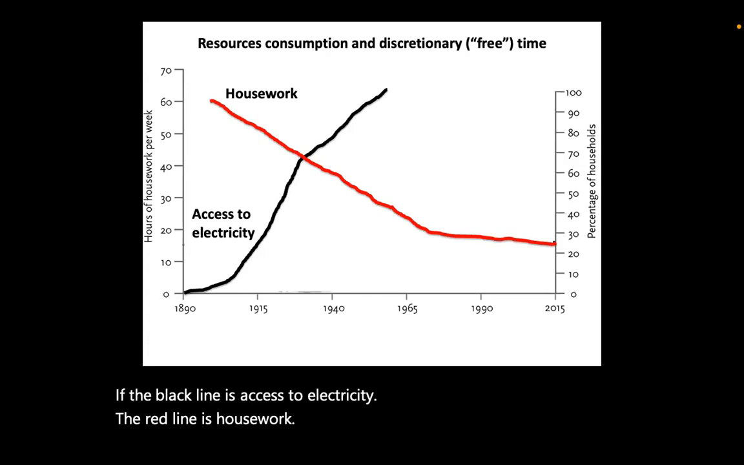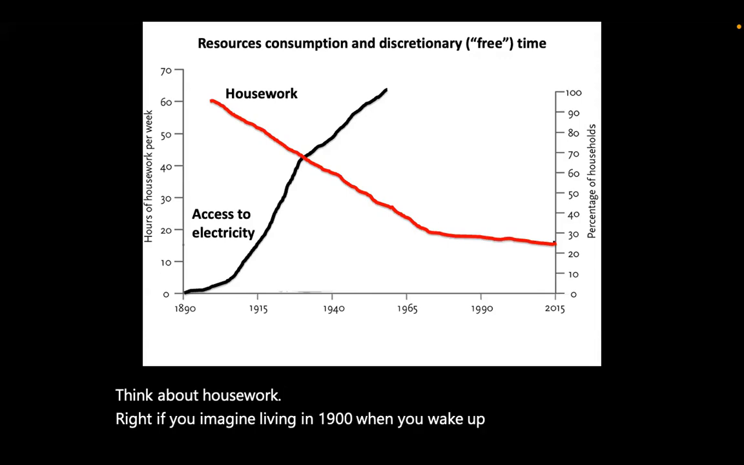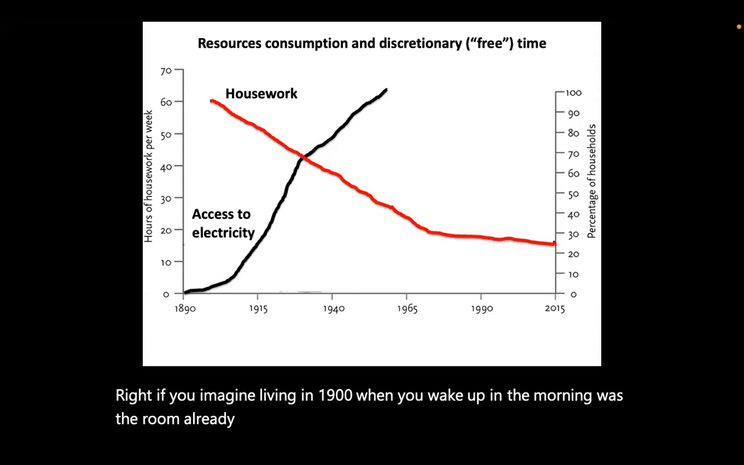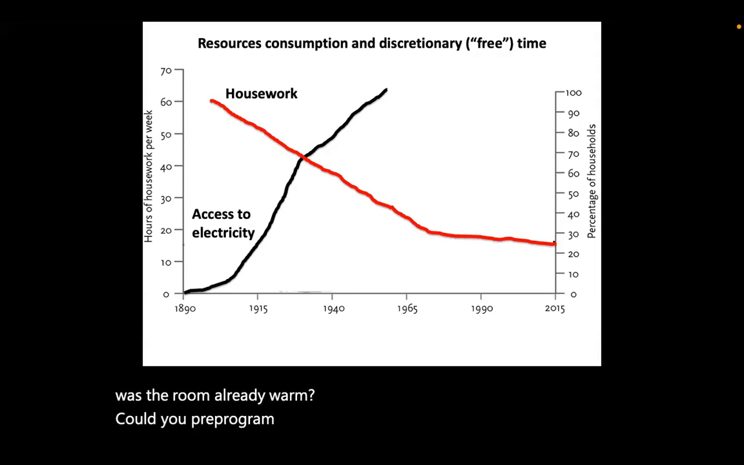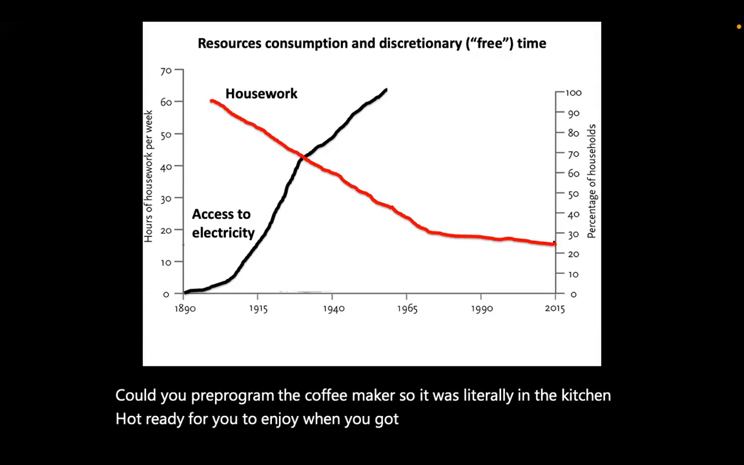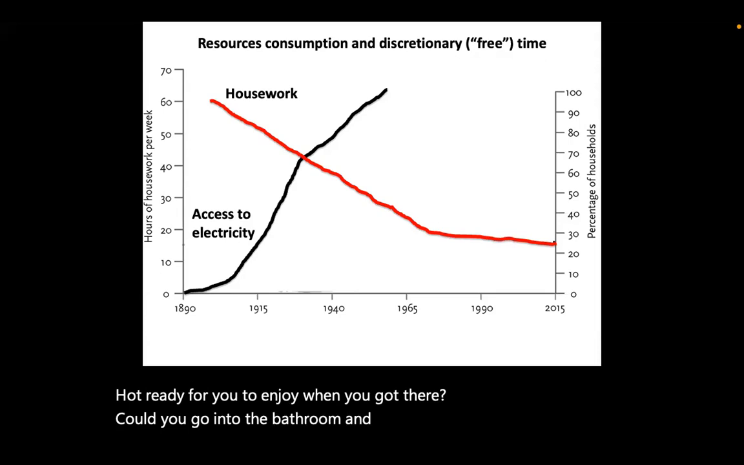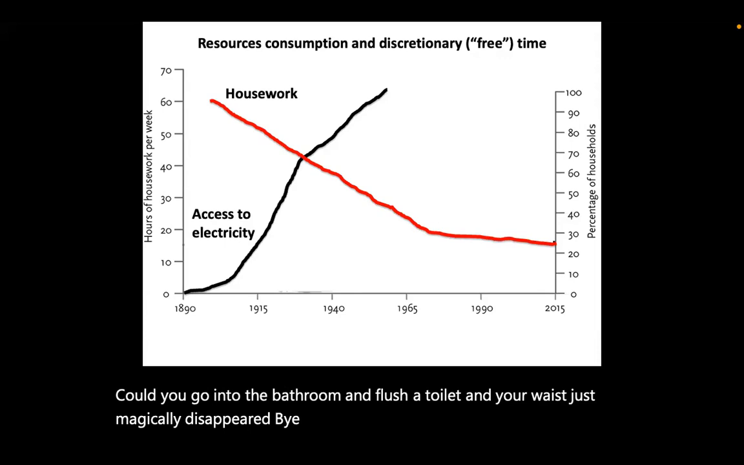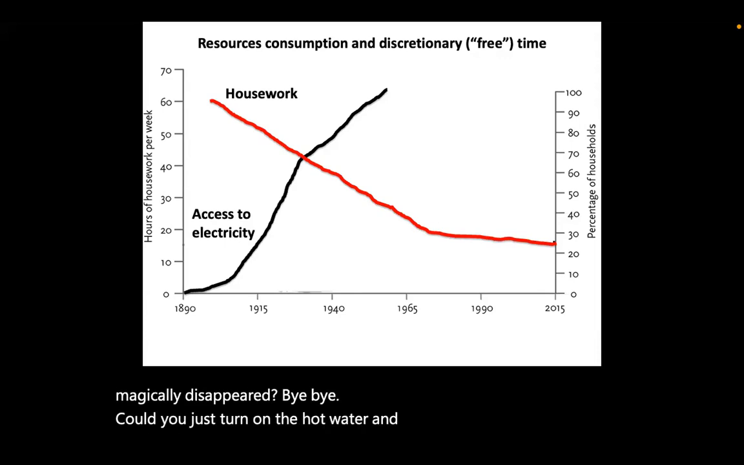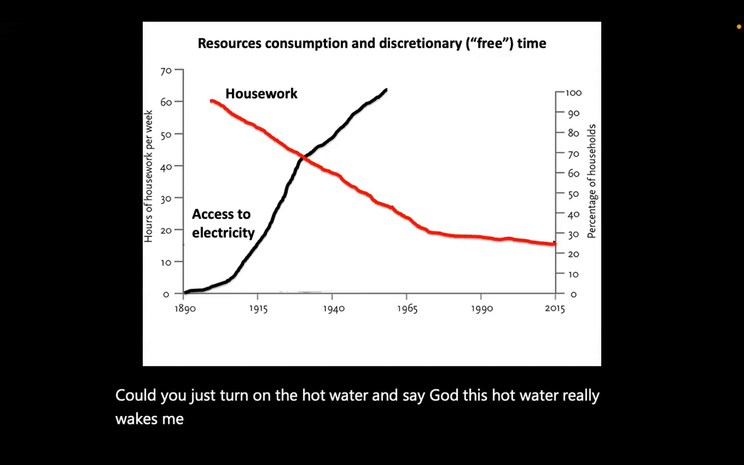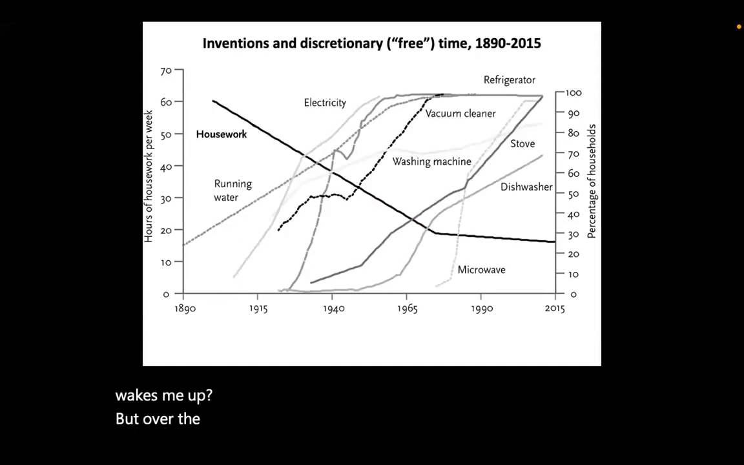Think about housework, right? If you imagine living in 1900, when you wake up in the morning, was the room already warm? No. Could you pre-program the coffee maker so it was literally in the kitchen, hot, ready for you to enjoy when you got there? No. Could you go into the bathroom and flush a toilet and your waste just magically disappeared? Bye-bye. No. Could you just turn on the hot water and say, oh, God, this hot water really wakes me up? No.